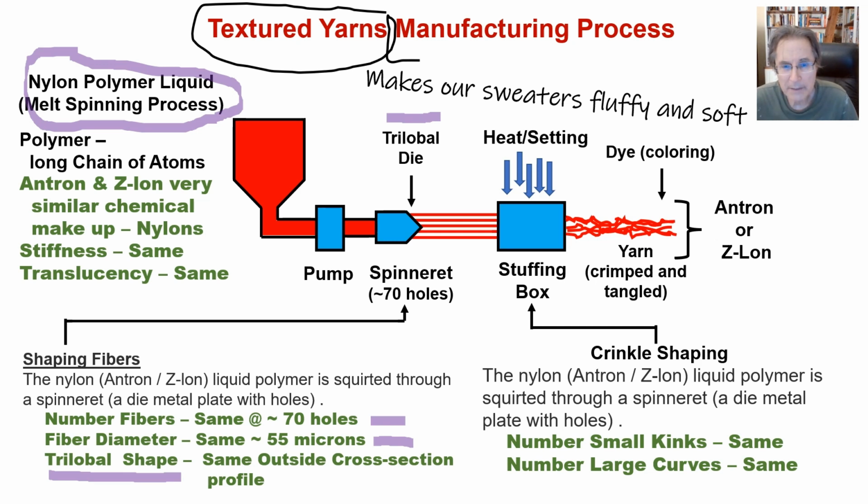So after this stuff is squirted through, it goes into what they call a stuffing box or a crinkle box. And this is where the fibers actually get set and crunched and given their crinkly appearance. And then after that, they can dye it to whatever color you want. With the Antron and Z-lon, they both have about the same amount of kinks, both small and large. So there wasn't a lot of difference there. But anyway, after all this manufacturing process, we get our yarn, whether it's Z-lon or Antron.